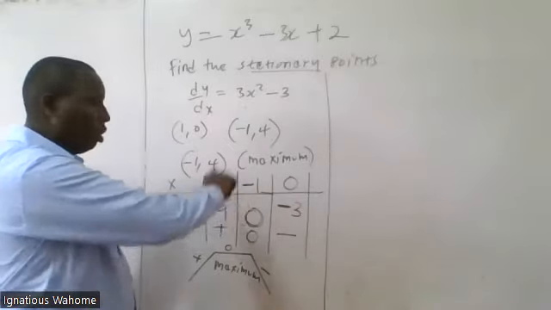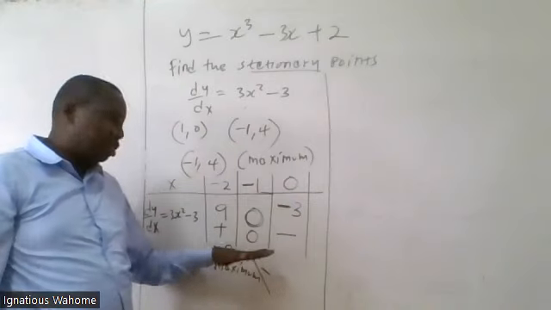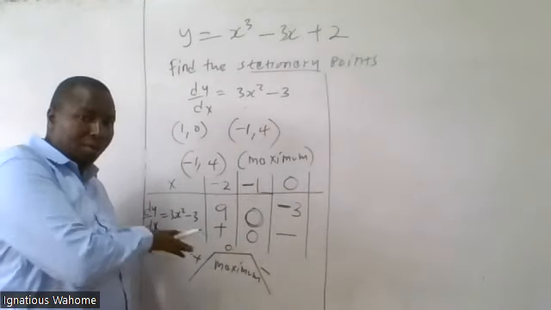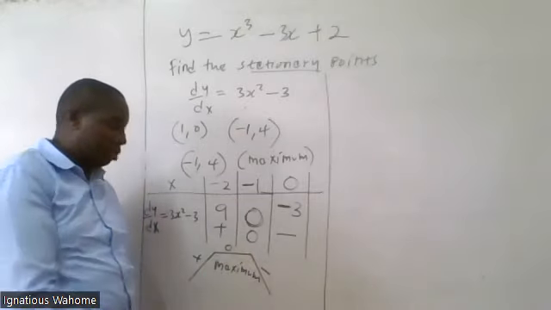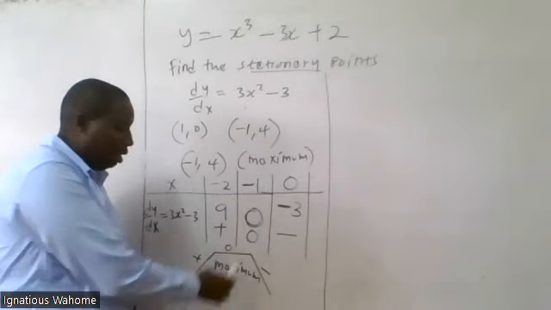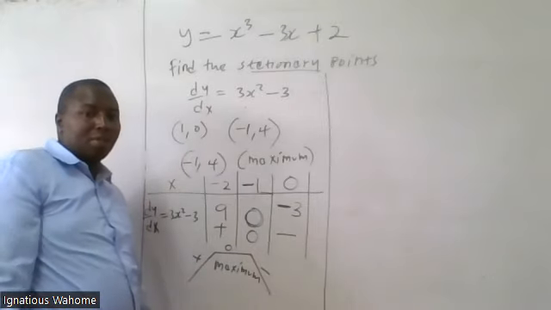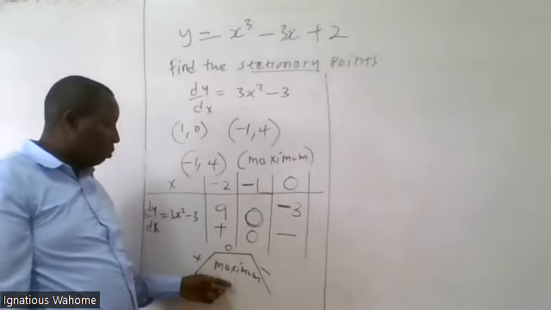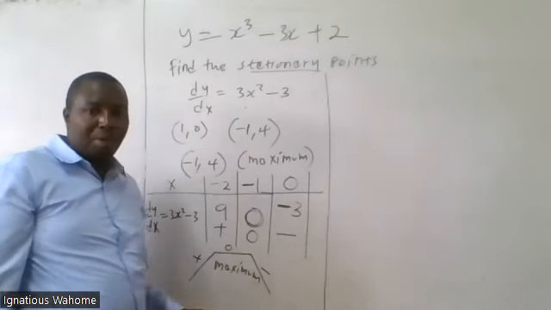Positive, 0, negative. It is moving up, then at the stationary point, the dy/dx at this point is 0. So this is at the turning point. Then it starts going to the negative side. So that's the gradient function. Then this point is called a maximum point.